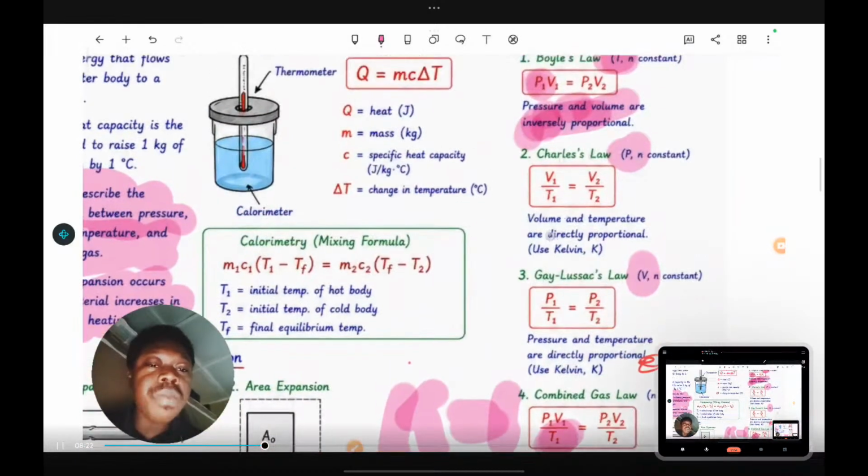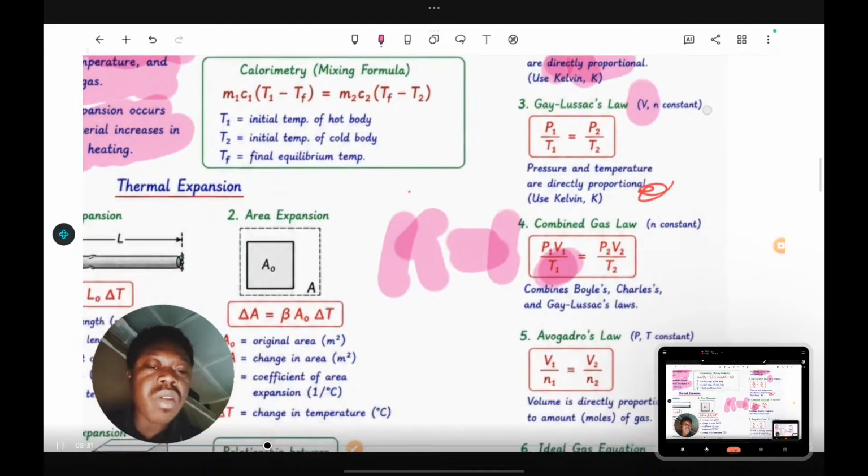Then for Charles' law, it is directly proportional, which is what? P is directly proportional, so you expect it to be the numerator. Now observe, P is the numerator. Look at this, pressure and temperature are directly proportional for Gay-Lussac's law. Now look at it. Can you see the arrangement?